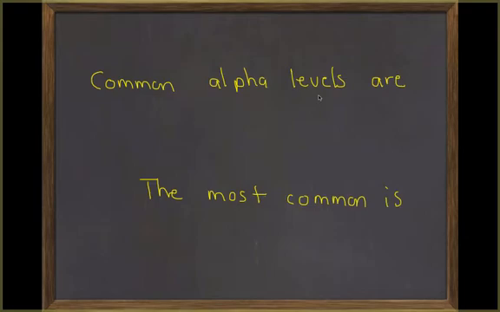Common alpha levels are 0.1, 0.05, 0.01, and 0.001. And these are completely the statistician's choice. You decide which one of those you're going to use.